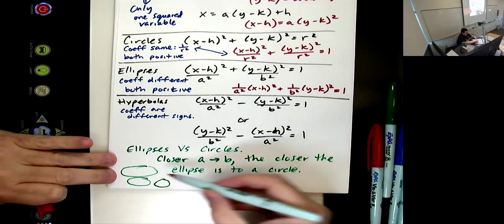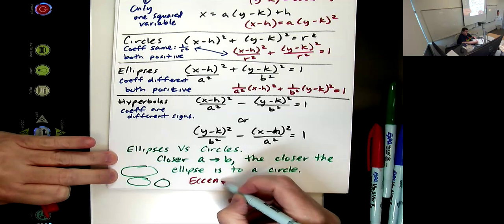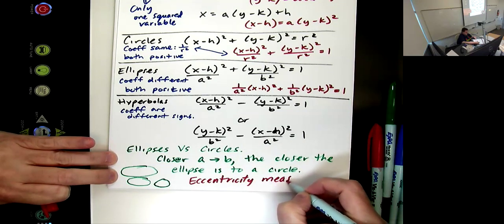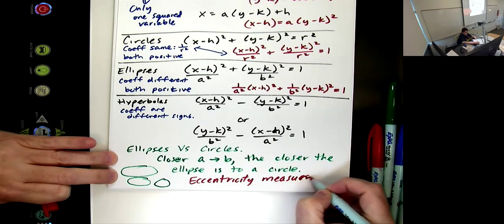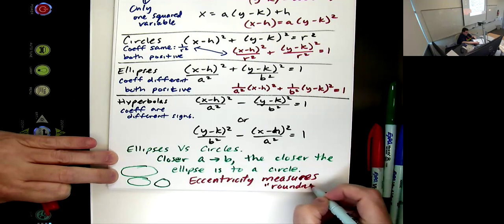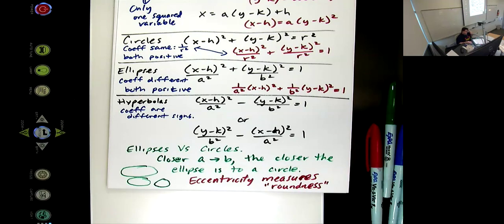And there's an idea that we're going to do later called eccentricity that measures roundness. We'll talk about that a little bit. Like I'm sure I have an eccentricity level. I feel like measuring roundness is an eccentric activity. Right.